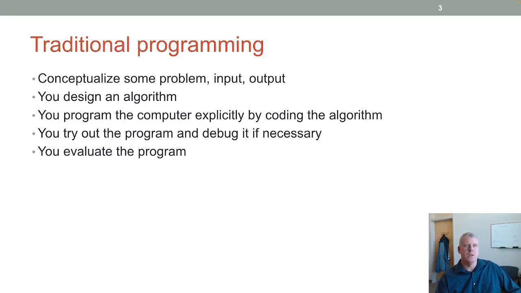Let's first talk about traditional programming. So in traditional computer programming, by traditional I mean not machine learning, you have some problem or some task you need to do, and you figure out what the input is and what the output should be, and then you design an algorithm that is a sequence of commands in some programming language that goes from the input to the output, right? Takes the input and produces the output. And you program the computer to explicitly do each step in the algorithm. And you try out the program, you debug as necessary, right? And you evaluate the program, see how well it does.